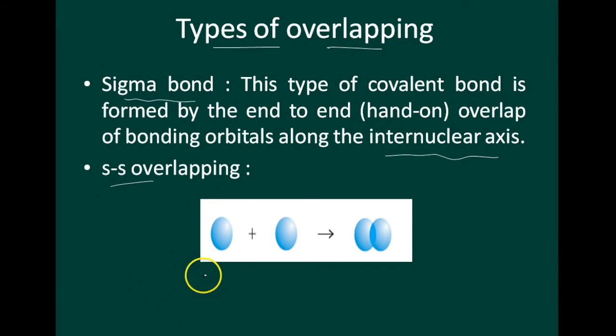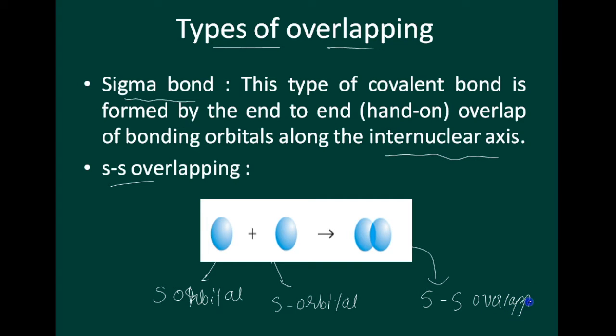In the ss overlapping, this is the s orbital, and this is also an s orbital. This is the formation of ss overlapping. In this case there is an overlap of two half-filled s orbitals along the internuclear axis. So this is ss overlapping.